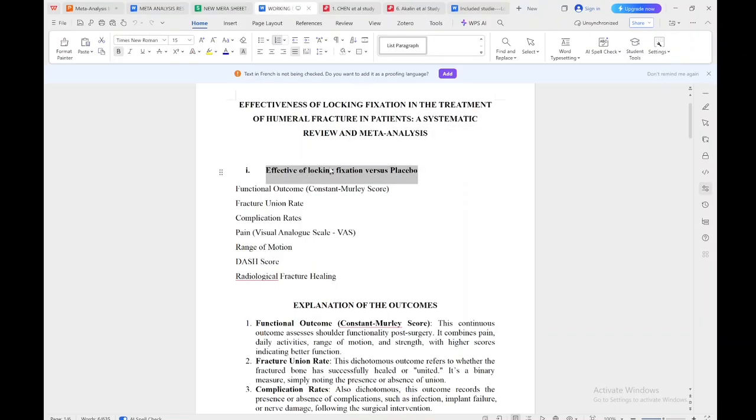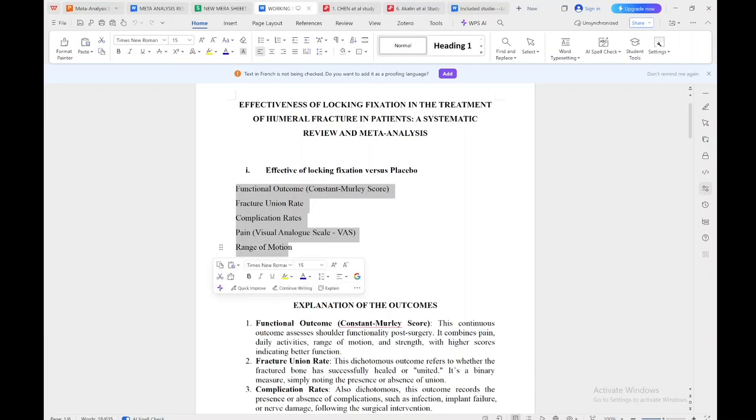And for us to know if this locking fixation is effective, there will be outcomes, and these are the outcomes. Do you understand? This is a meta-analysis. What makes it a meta-analysis is that we're trying to compare this intervention with this intervention based on these outcomes. And some of these outcomes are continuous, some of them are dichotomous. Okay, so I'm trying to make it look very easy now. But what do we do?